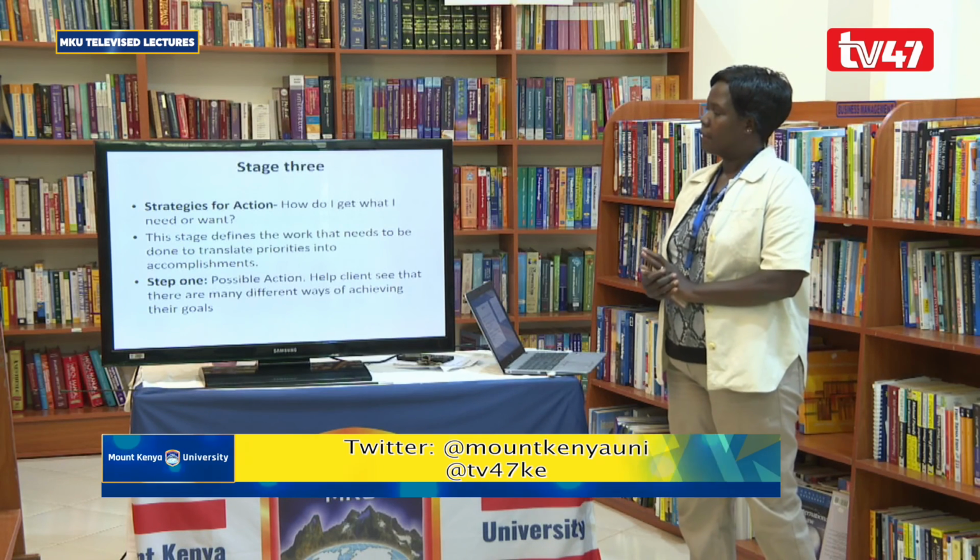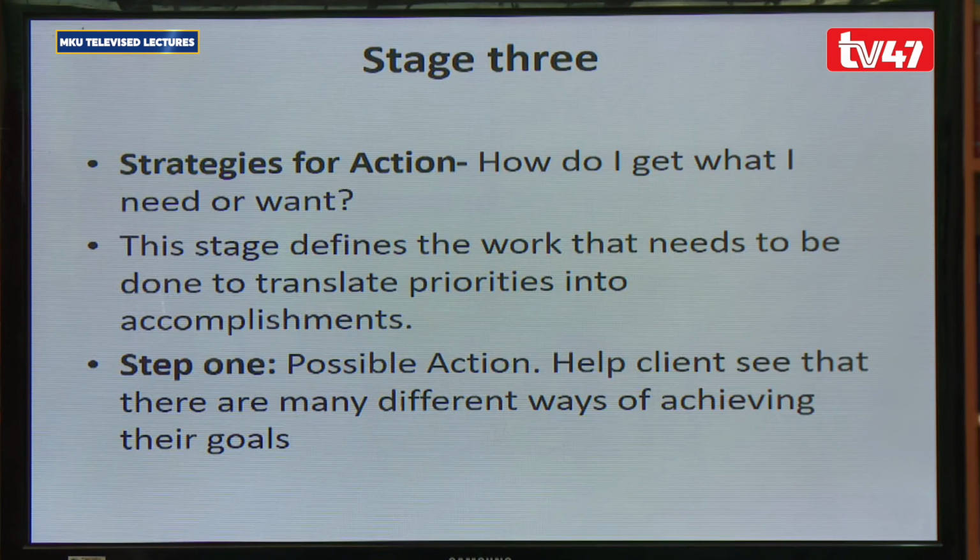Stage 3 is the stage for action, and in this the client needs to work on strategies for action. So they need to ask themselves, how do I get what I need or what I want? This stage defines the work that needs to be done to translate priorities into accomplishments. And in step 1 of stage 3, the possible actions, the clients need to see that there are many different ways of achieving their goals.